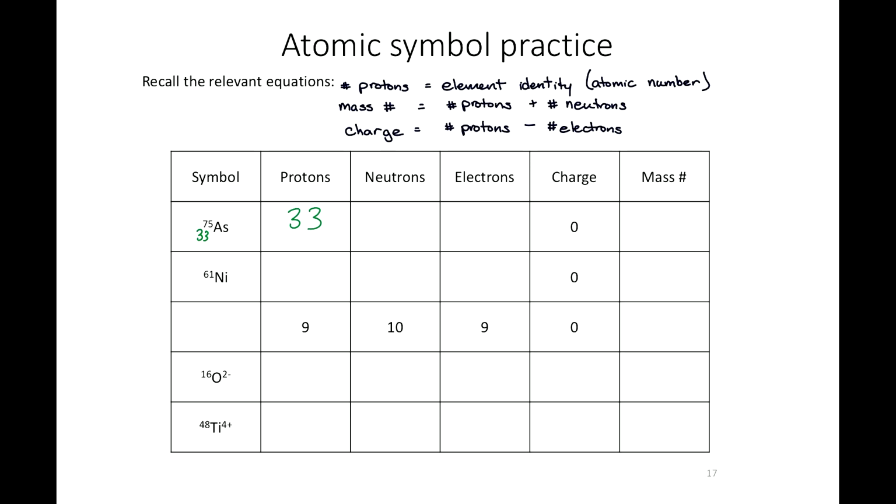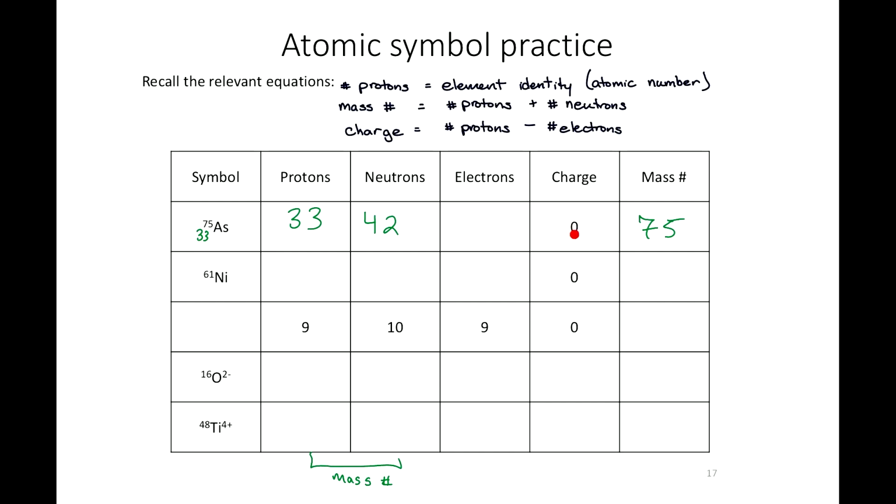So to get neutrons, we use this second equation, the one that relates the mass numbers, okay, protons and neutrons. This is related to mass number. Someone do that math for me. How many neutrons are there? 42, okay, good. So 33 plus 42 is 75. That adds up to your mass number. So 75 is the mass number.